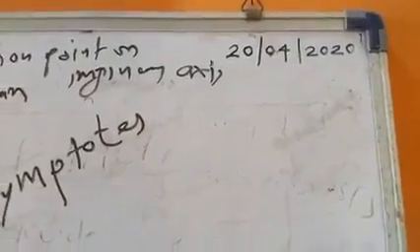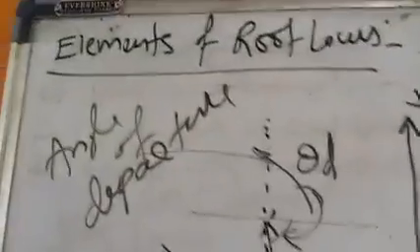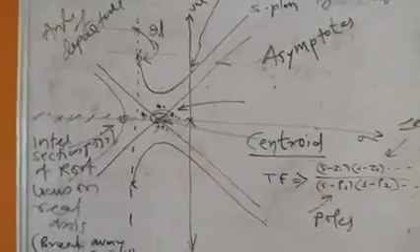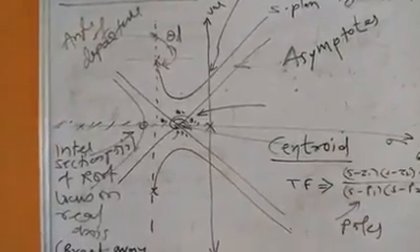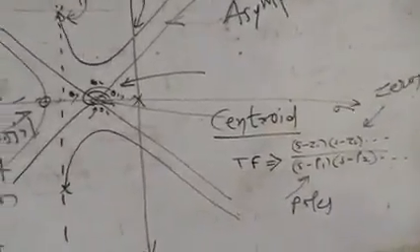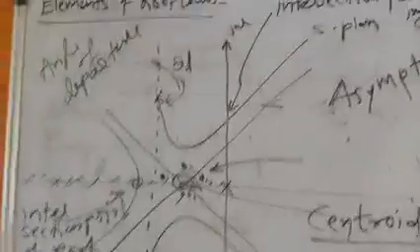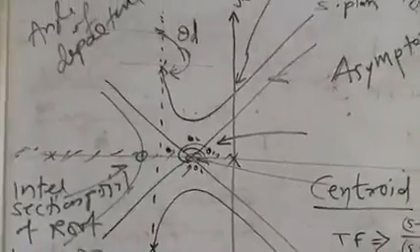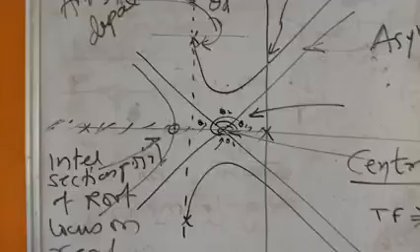Now the next point is elements of root locus. This is one complete diagram of a root locus. We take one example. In this example, this whole plane is referred to as the S-plane.